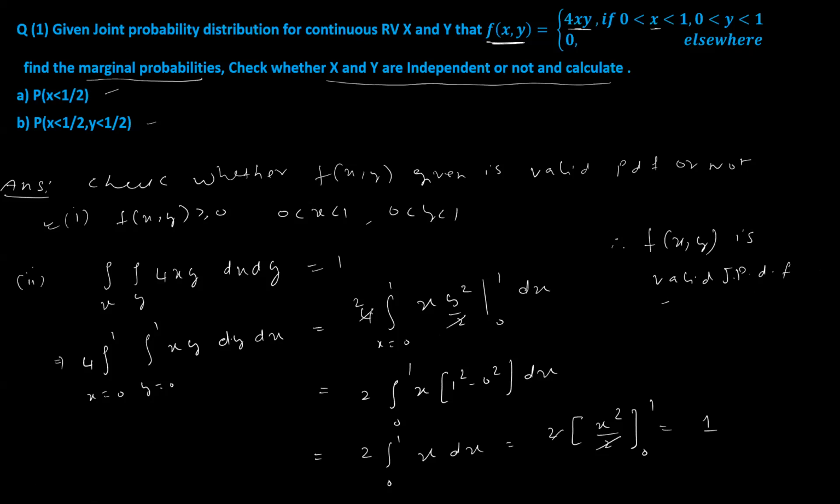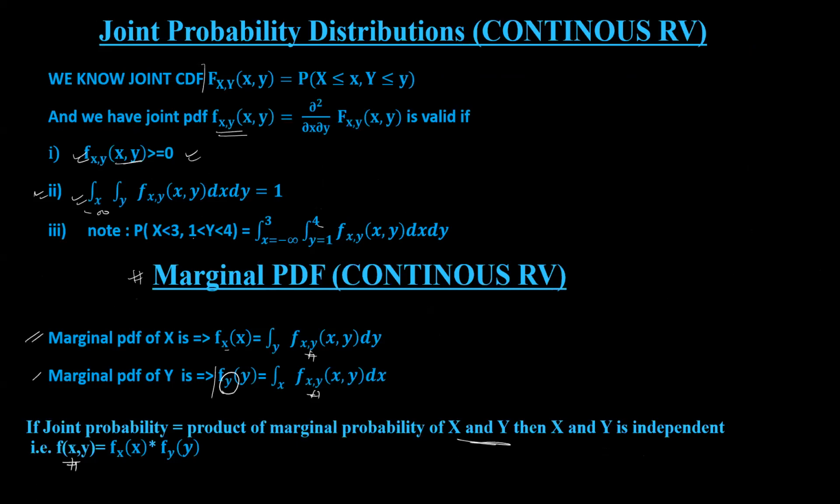Now I will find the marginal probability. So to find the marginal probability, this formula I will apply. So I will first find the marginal probability of x. To find the marginal probability of x, I have to take the integration of y terms of the given density function. So the marginal probability of x I'm finding, that I will denote with fx of x, and the formula will be, I have to integrate only the y term of the given density function with respect to y.